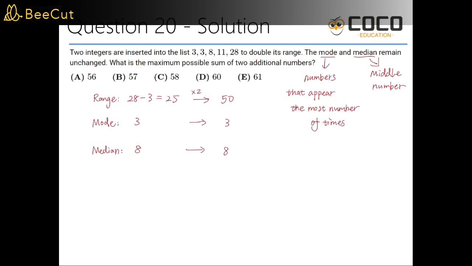We want to find the maximum sum of the 2 additional numbers. So one of them should be as large as possible. Since the range is 50, we can find the larger number that's inserted is 50 plus 3, so 53. That's the first number that's inserted. Because the smallest one is fixed, this equals 3. So when we add in the number 53, the difference between them is 50.